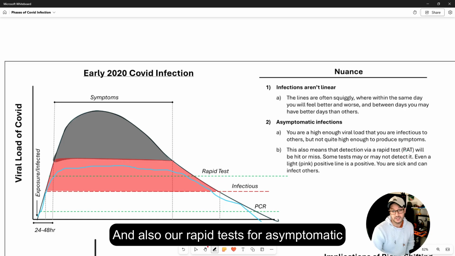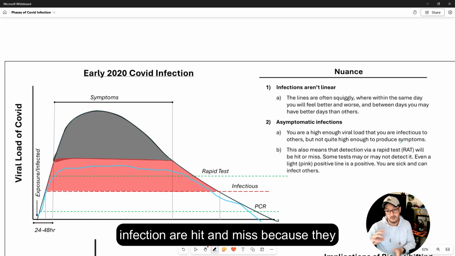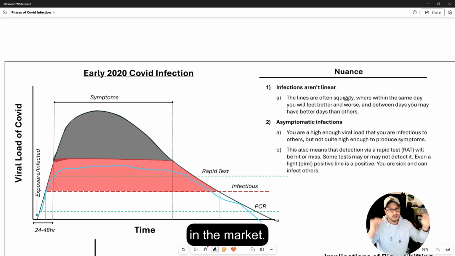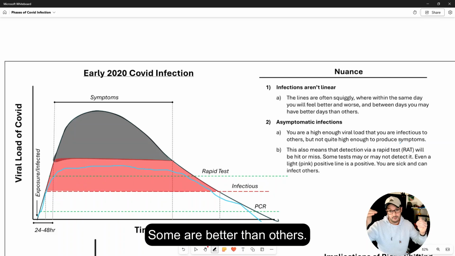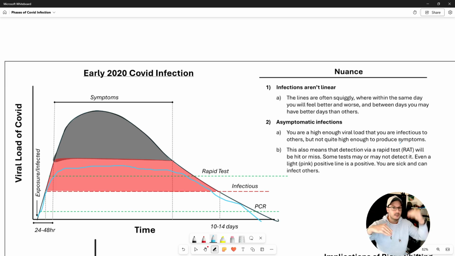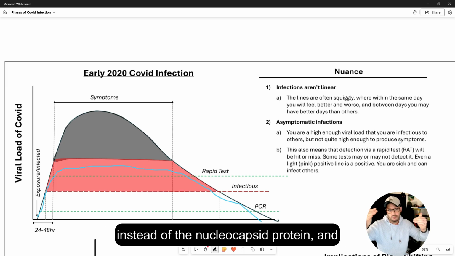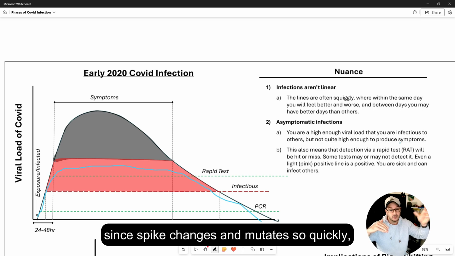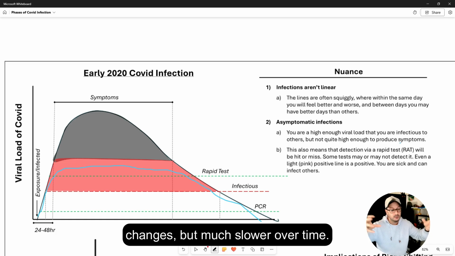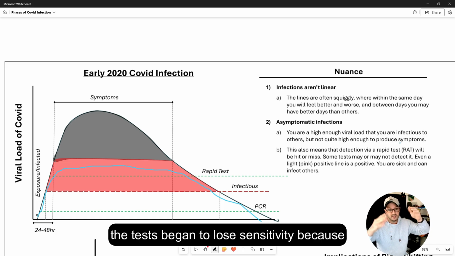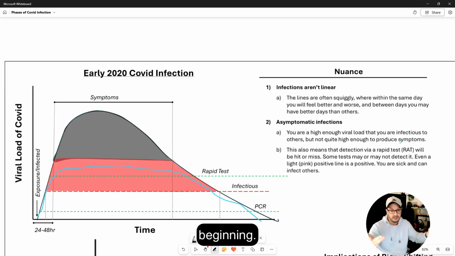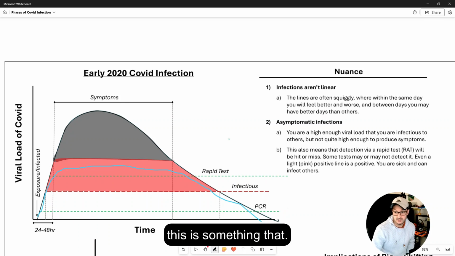And also our rapid tests for asymptomatic infection are hit and miss because there were, we'll just say, 90 different rapid tests out in the market. Not all of them are created equal. Some are better than others. FlowFlex is still one of the best rapid antigen tests that target the nucleocapsid protein. Some early tests targeted the spike protein instead of the nucleocapsid protein, and since spike changes and mutates so quickly, the nucleocapsid protein still mutates and changes, but much slower over time. The tests began to lose sensitivity because they were less well matched. They've never been updated since the beginning. So this is something that would happen.